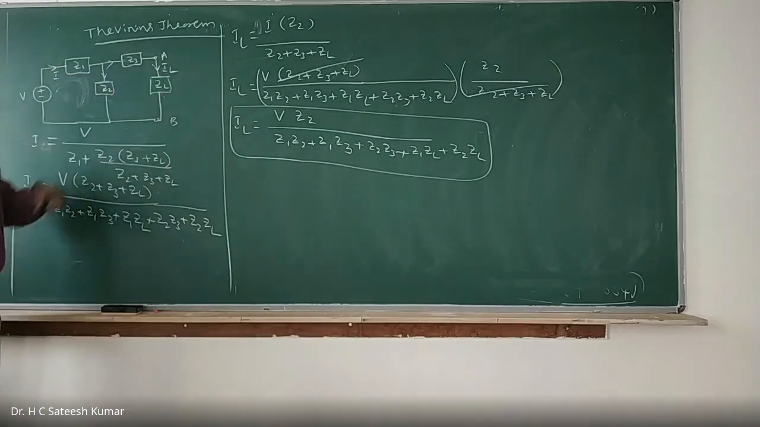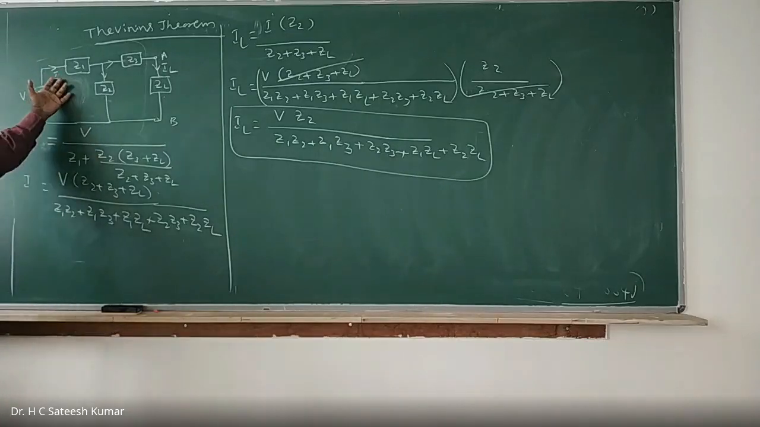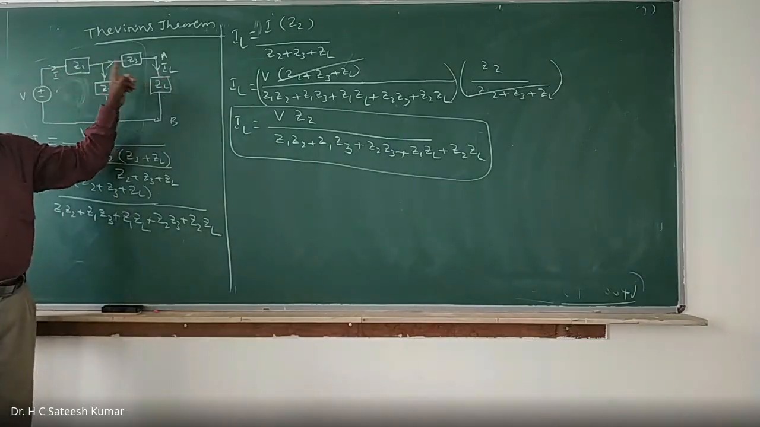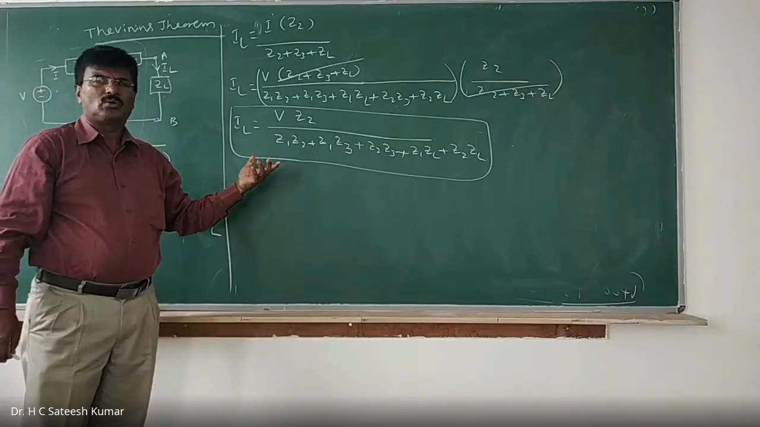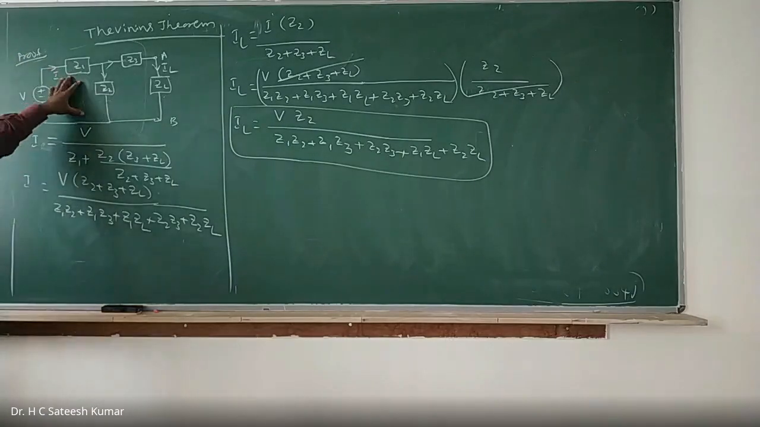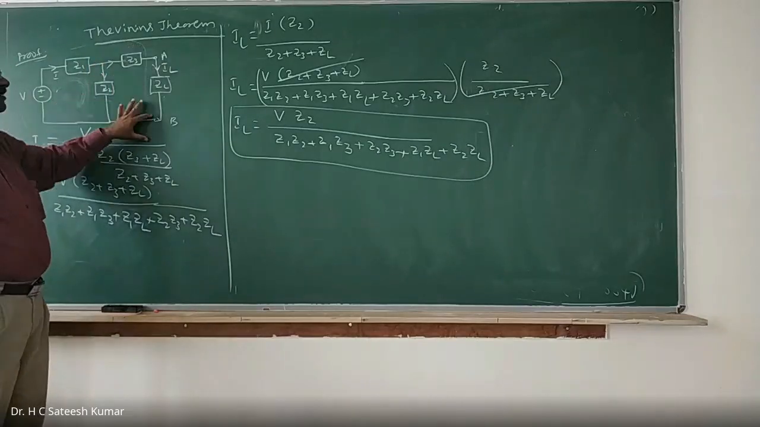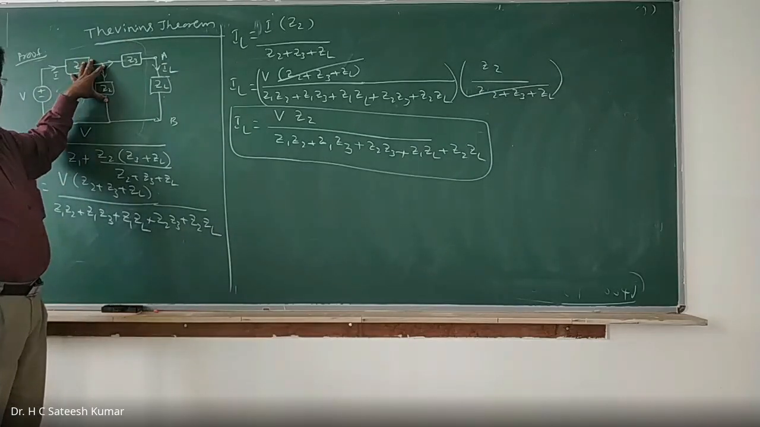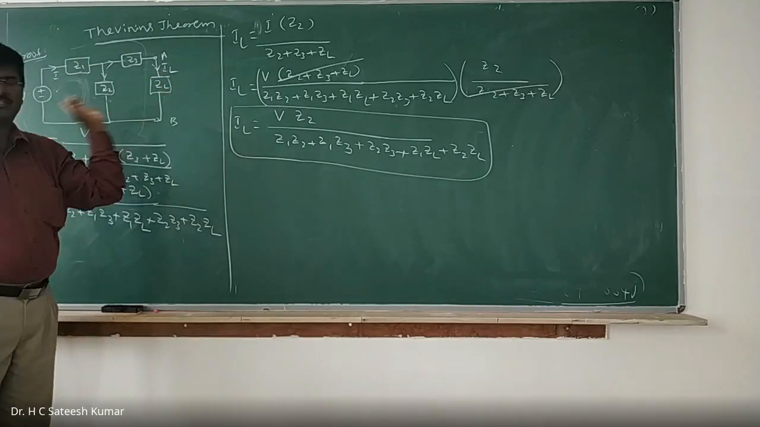Now I will replace this complex circuit by a Thevenin's equivalent. Then I will also find out the IL, and that IL should be equal to this IL. That is the proof of the theorem. First, we have the actual circuit, and we found the IL. Now I will replace the circuit at terminals AB by Thevenin's equivalent, and then I will find out IL. Then this IL and that IL should be the same.